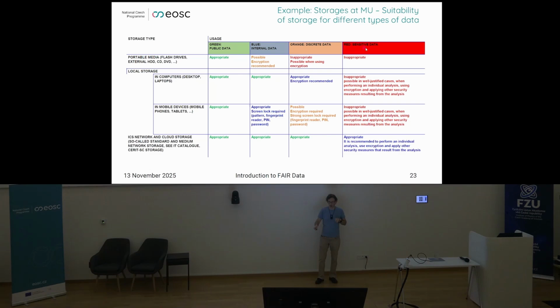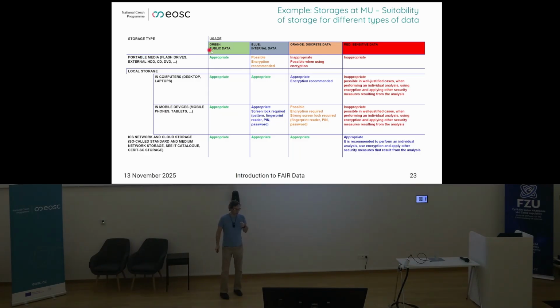The other dimension is some classification of data. For this recommendation, we are using 4 categories. The first one is public data. That means, for example, this presentation, it's public. I don't mind if anyone will see it, and also my institution will not mind. That's probably even more important.